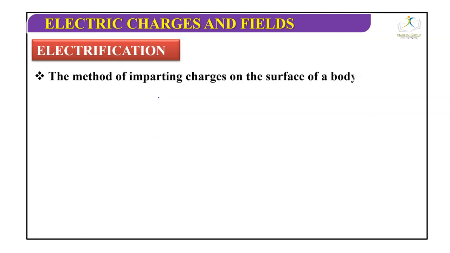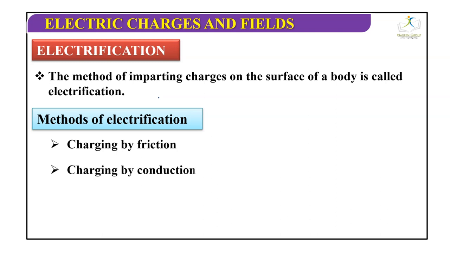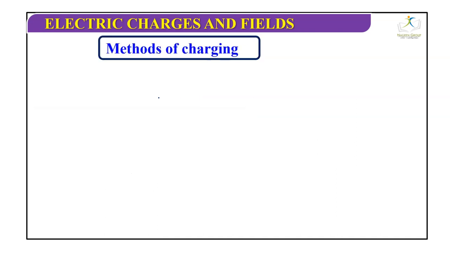Electrification. The method of imparting charges on the surface of a body is called electrification. Methods of electrification: how will we do the electrification? Charging by friction, charging by conduction or charging by induction. These are the three methods we have. Firstly, we will look at charging by friction.